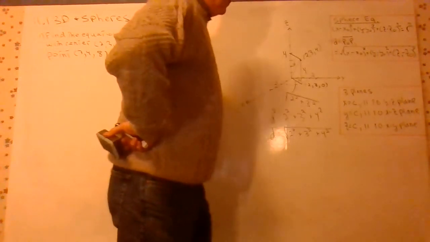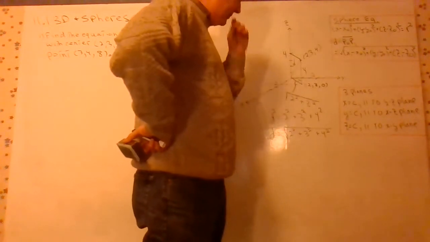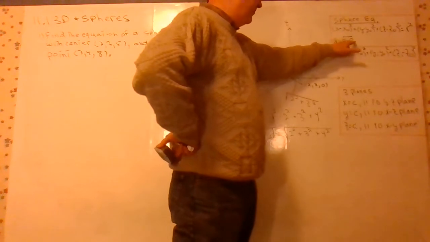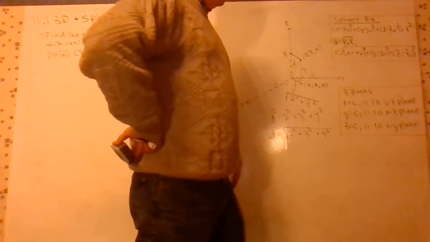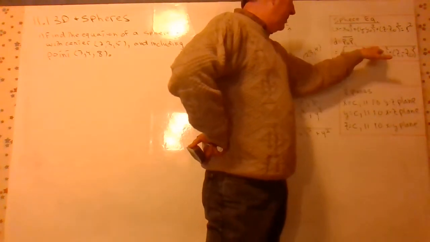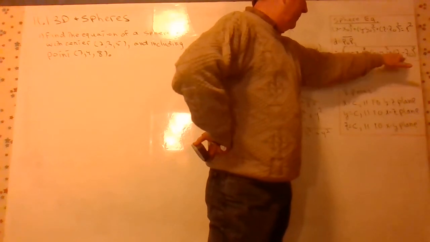Here's a distance formula. It doesn't take too much imagination to generalize this. The distance from P0 to P1 is just square root of x1 minus x0 squared plus y1 minus y0 squared, and same for z.